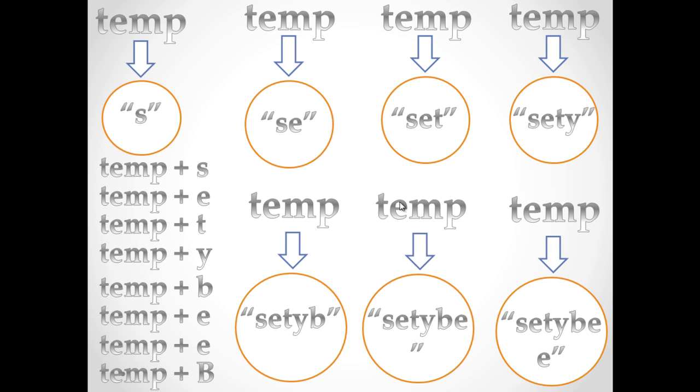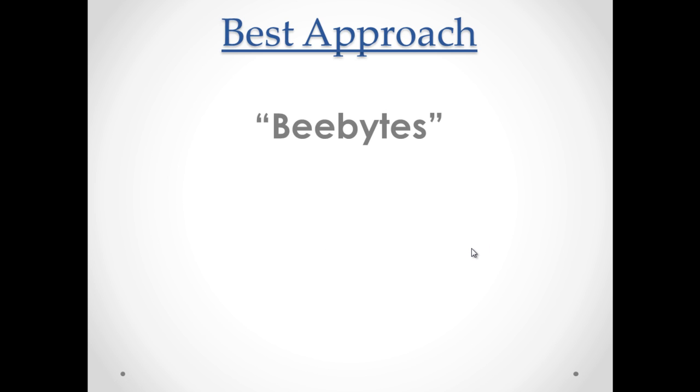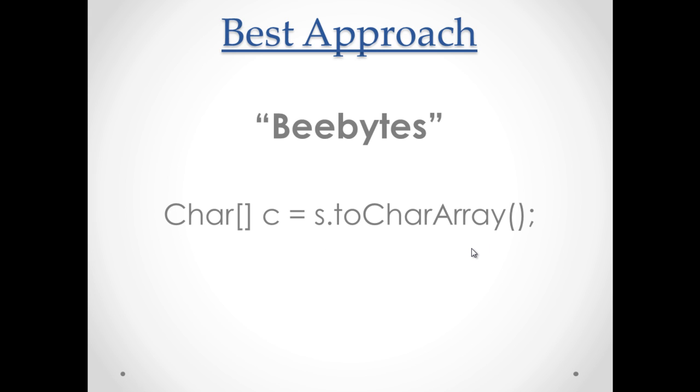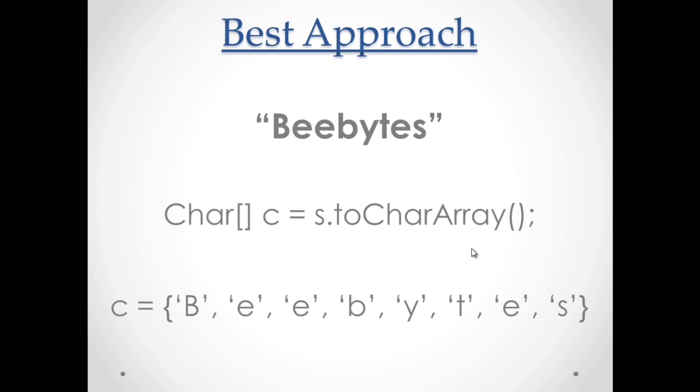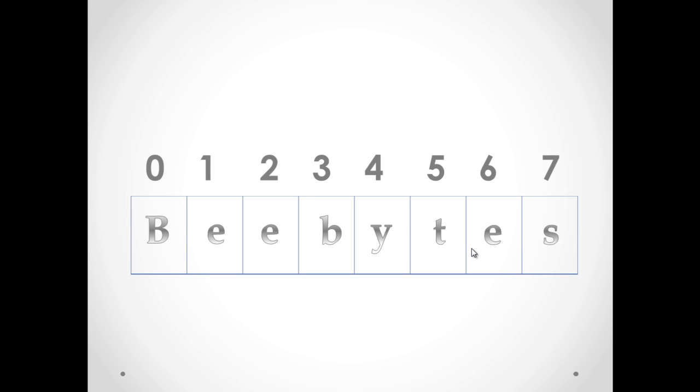Then what is the good way of reversing a string? So the best way of reversing a string is, we will convert the string to a character array using toCharArray. That will give us a character array. Now I will create 2 variables, first and last.